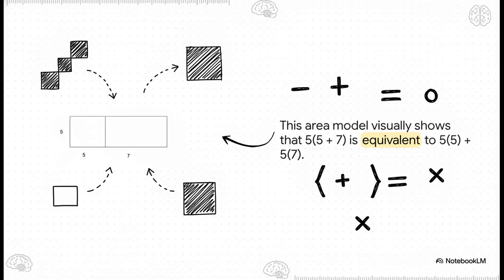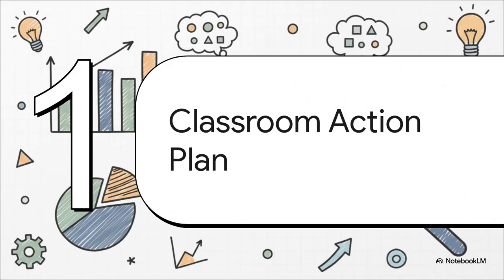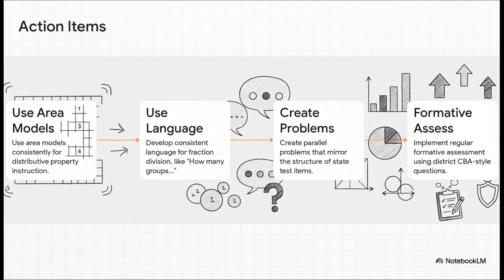It becomes intuitive. All right, so let's pull all of this together. How do we make this happen in our classrooms? Let's boil it down to a clear 4-step action plan you can literally start using tomorrow. Okay, here it is. Number 1, area models are now your best friend for the distributive property. Use them all the time.